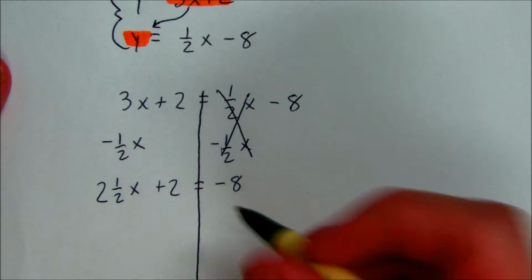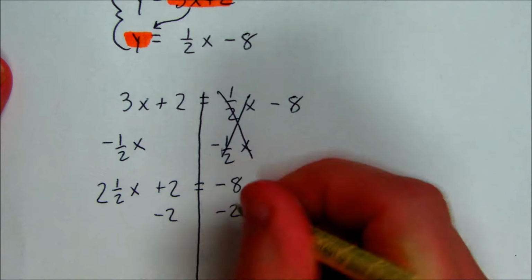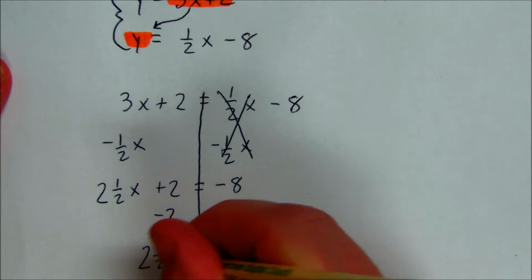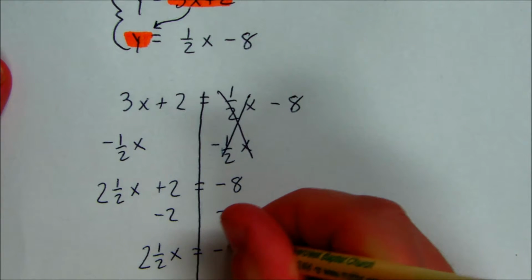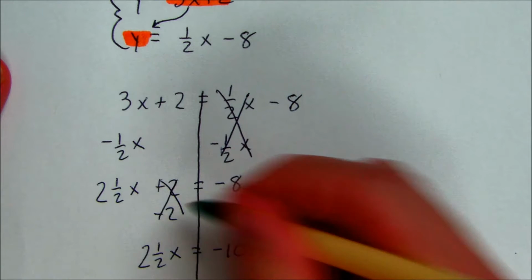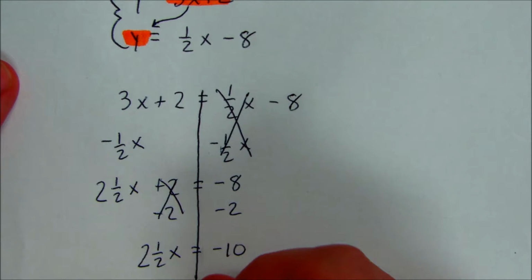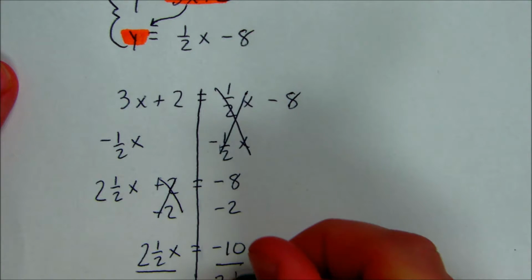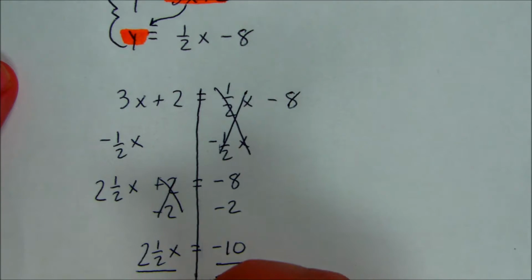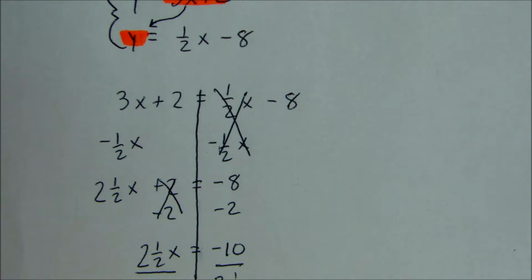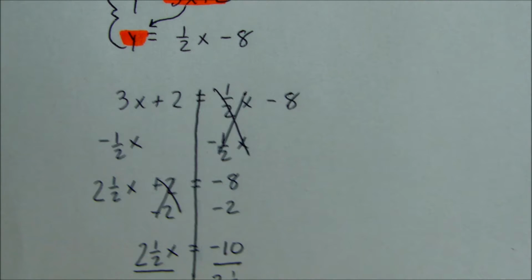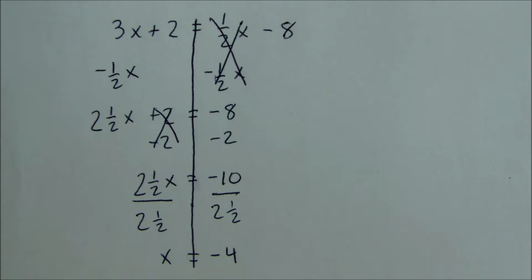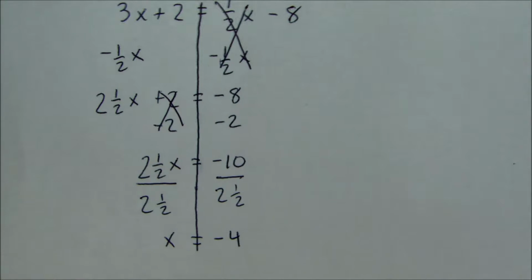I next need to undo this addition, so subtract 2 from both sides. So 2 and 1/2 x equals negative 10. That cancels. And last but not least, I need to divide by 2.5. And that gives us x equals negative 4. So I've solved for x, let me go so you can see it, divided by 2.5.